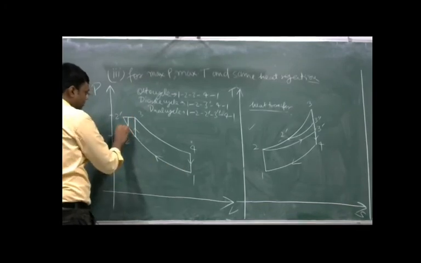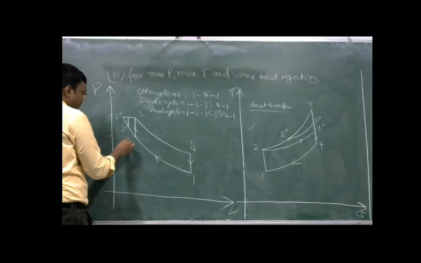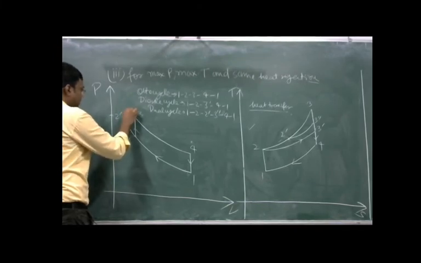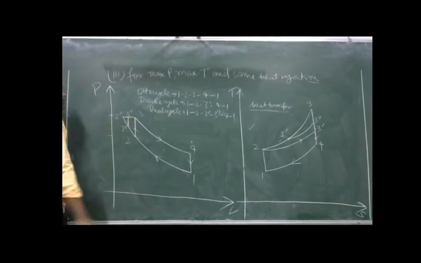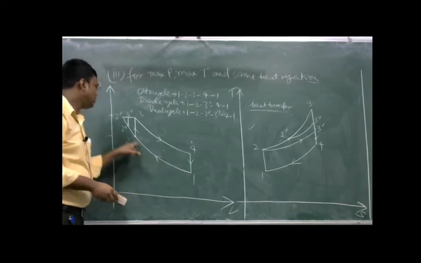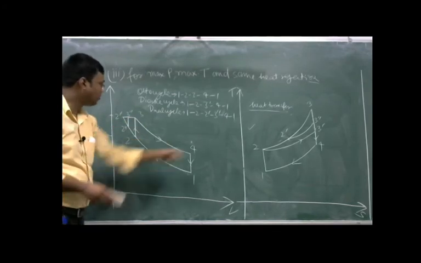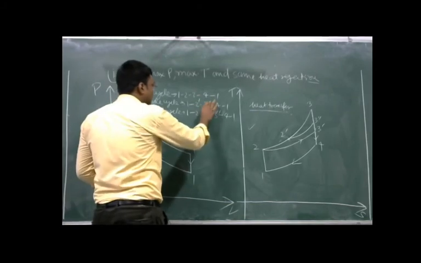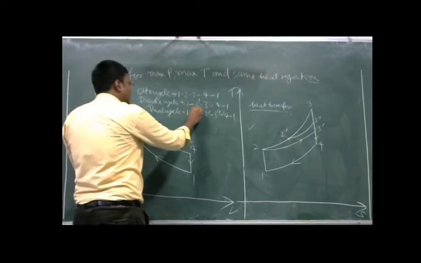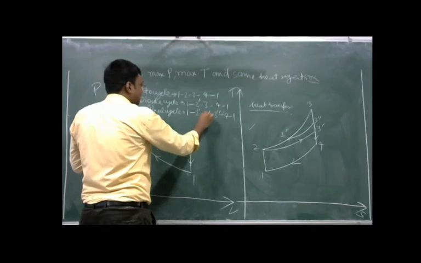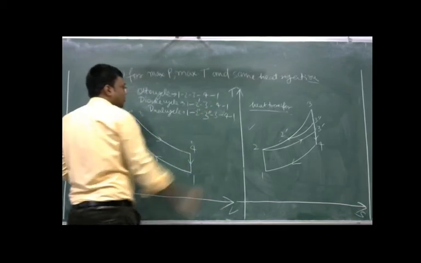1 2 2 double dash 3 double dash 3 4 1. So now here the cycle changes. Otto cycle is 1 2 3 4 1, but for the diesel cycle it is 1 2 dash 3 4 1, and for the dual cycle it is 1 2 2 double dash 3 double dash 3 4 1.